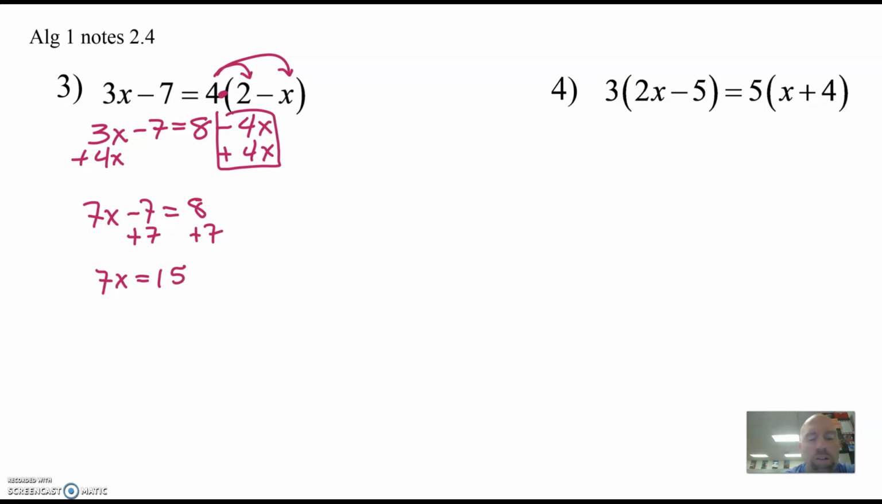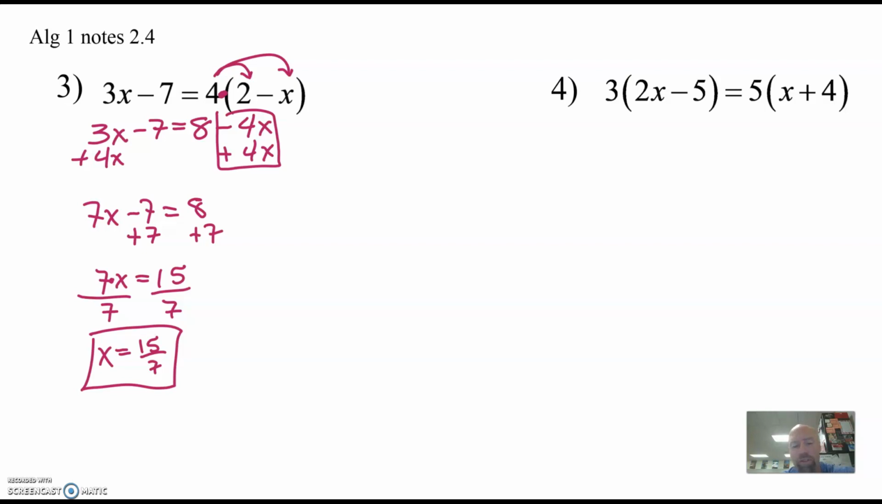Okay, and some of you might start looking at this right now and say, that's not going to work out very nicely. And that is okay. You can use the division property of equality. I've got multiplication going on right there, so that means that the opposite of multiplication is division. If I divide both sides by a 7, I've got x is equal to 15 divided by 7, which is a fraction. And I can actually leave that as my answer. I don't need to do anything else with that.